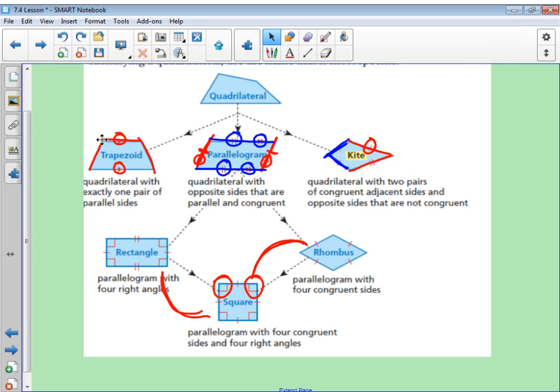So these are your types of quadrilaterals. You have this image on page 294 of your book that you can always reference back to.